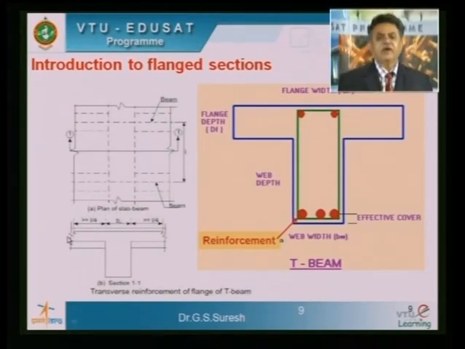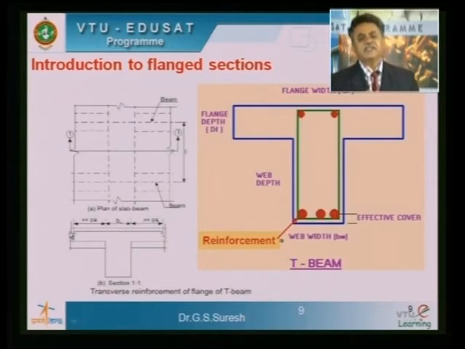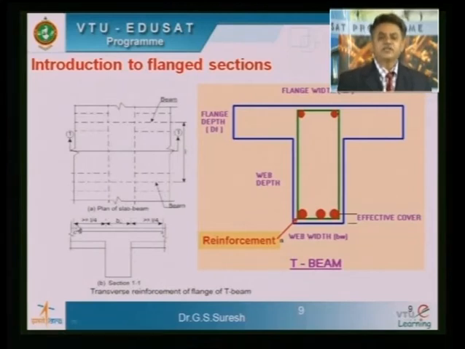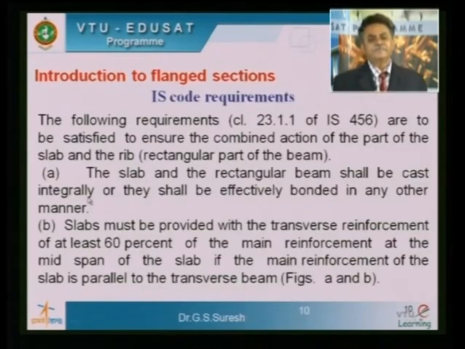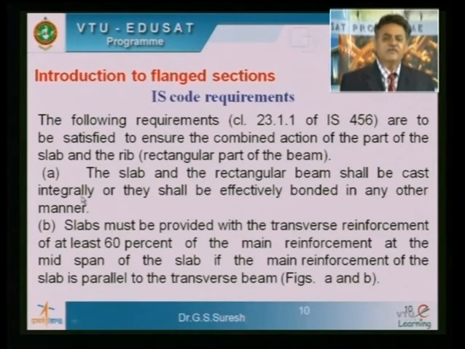At least about 25% of the transverse reinforcement compared to the longitudinal reinforcement should be acting along the slab to form a T beam. The IS code, that is IS 456, gives the following stipulation for calculating the contribution of the slab, which is called as the flange width.